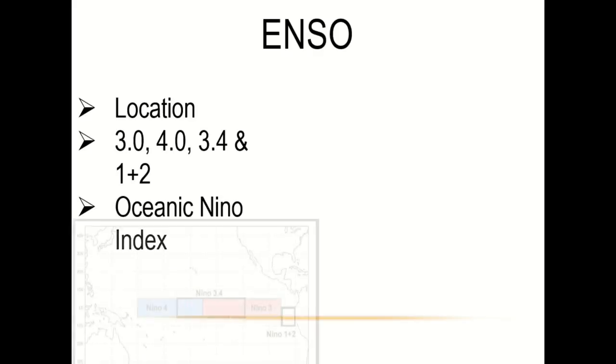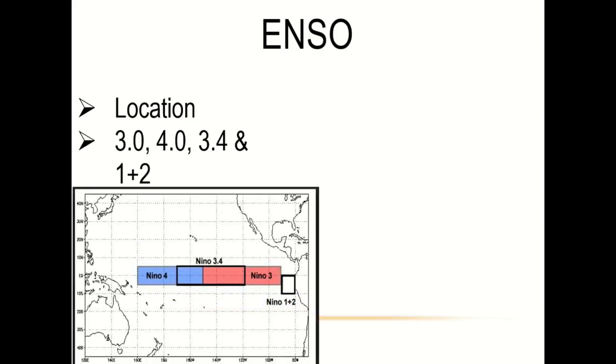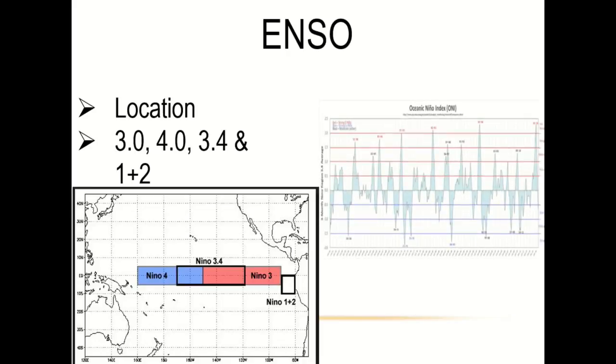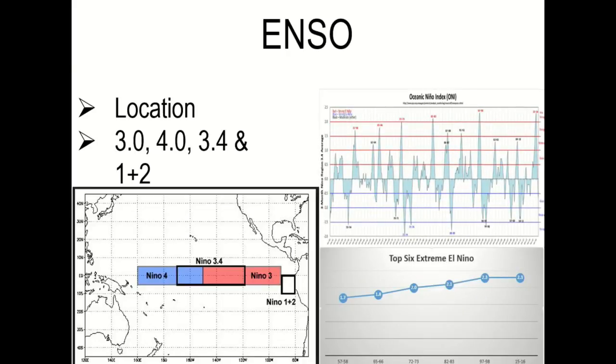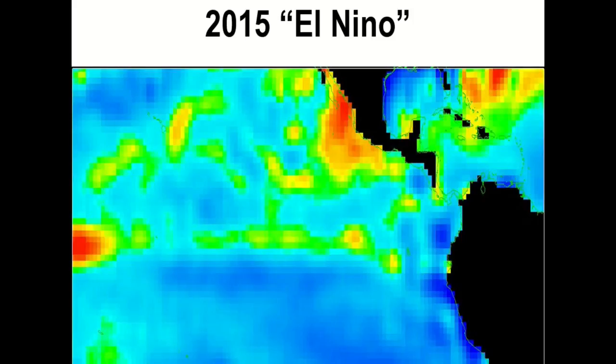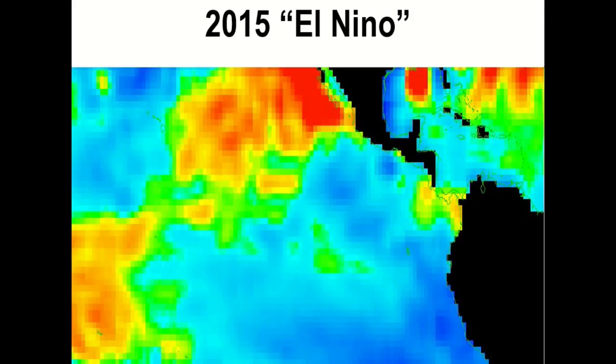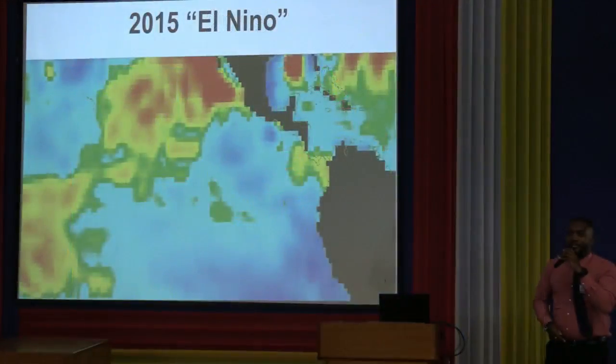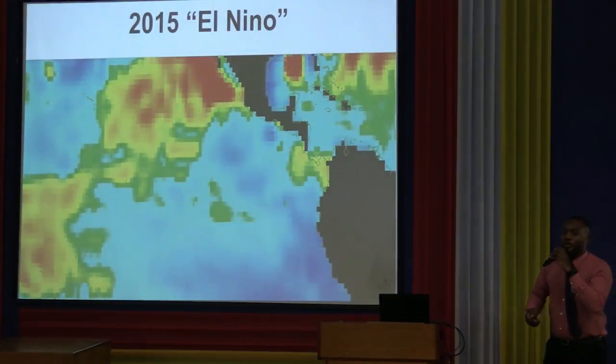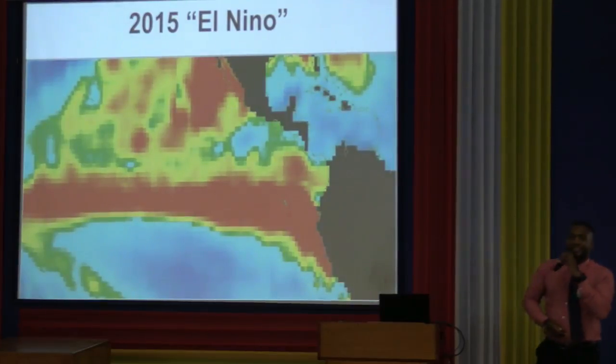Now, to look at ENSO, El Nino Southern Oscillation. So this is the Pacific right here. And what ENSO is, it's just the warming or cooling, so above normal sea surface temperatures, within the Pacific. The 2015 event, if you can pay attention right here, where you see red and yellow, that means it's getting warmer. Are you seeing that?